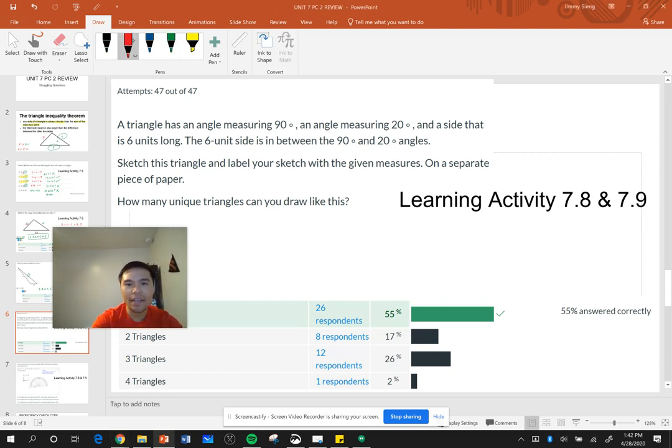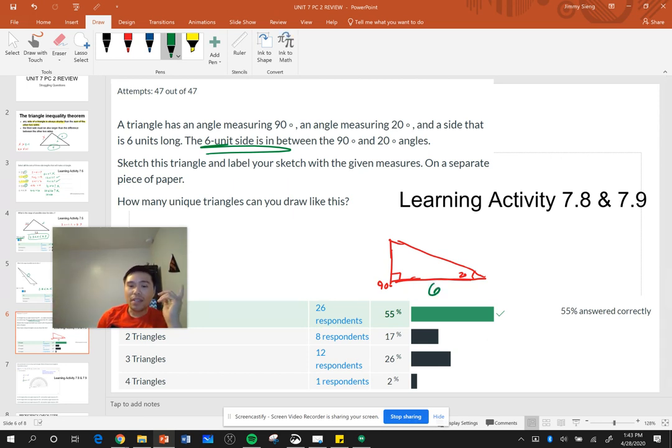So if you understand angles again, I'll use red. I know that this is 90 degrees, right? We got that right angle. And I want to make something that's about 20 degrees. So I'm going to stretch this all out, and this is going to be about 20 degrees. Let's just shoot that out. About there, right? Doesn't have to be exact. But what it's saying is between them is a 6 unit side. Question comes to how many triangles can I make of that?